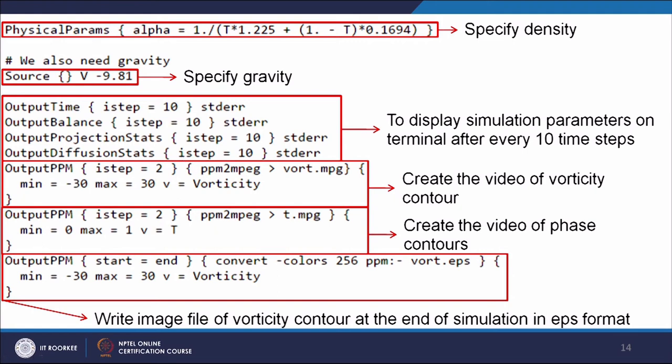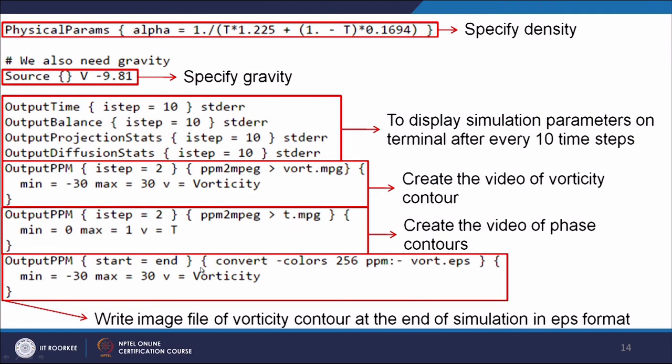Okay. Now, here in these two blocks, I have shown you how you can see or create the results. For example, here we have first made some snapshot of the vorticity contour. You see the field we have kept as V equals vorticity, and vorticity limit we have kept as minus 30 to 30, and after every time interval we have created the vorticity image, and using ppm to mpeg, which is nothing but your snapshot to the movie, we have created a movie called vod.mpg. In a similar fashion, for the volume fraction we have created the movie t.mpg. Okay. And at the end we are also writing the value of the vorticity in a separate file.